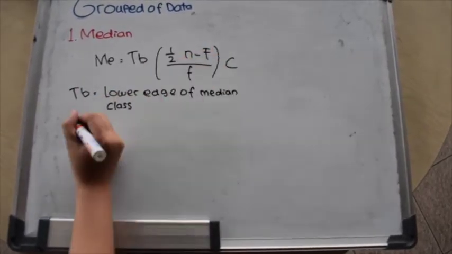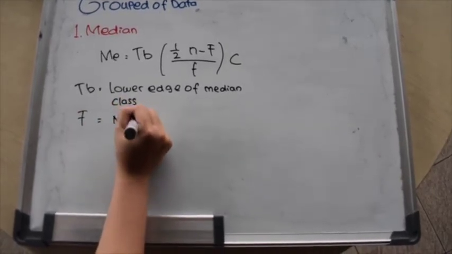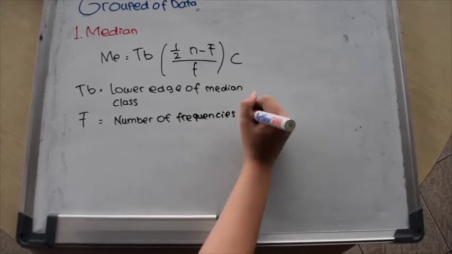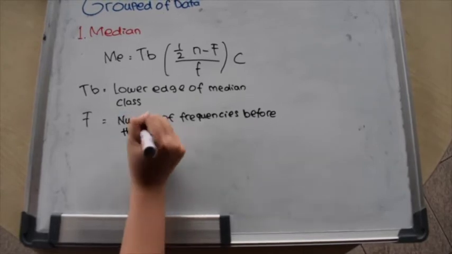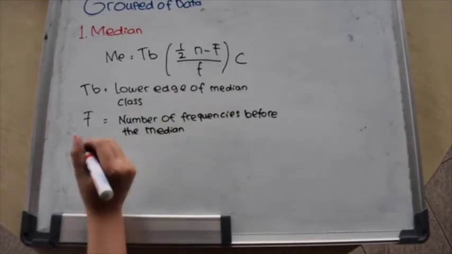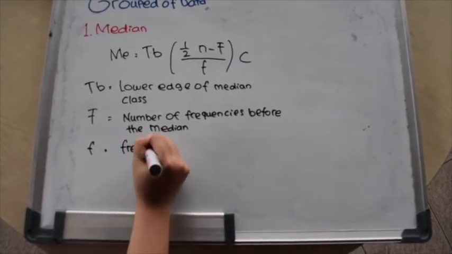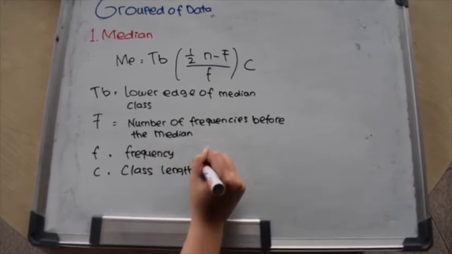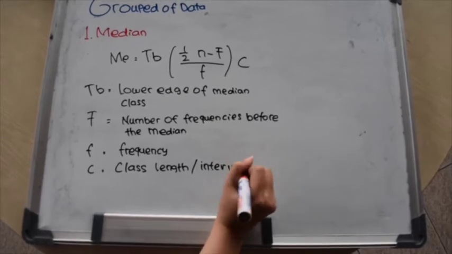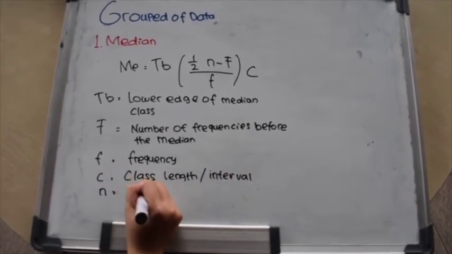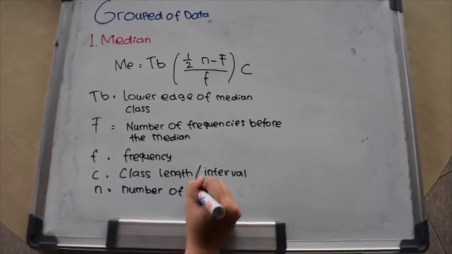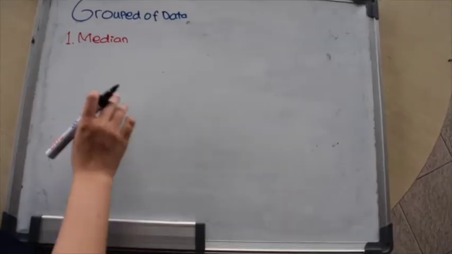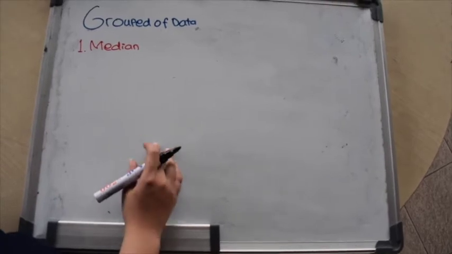F is the number of frequencies before the median class, f is the frequency of the median class, c is the class length or interval, and n is the number of data, or the total.